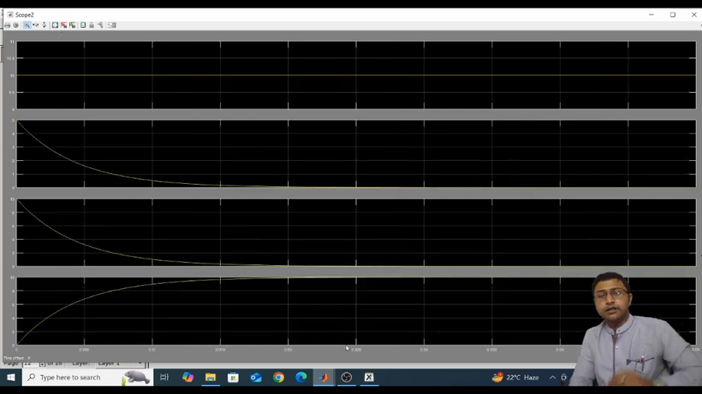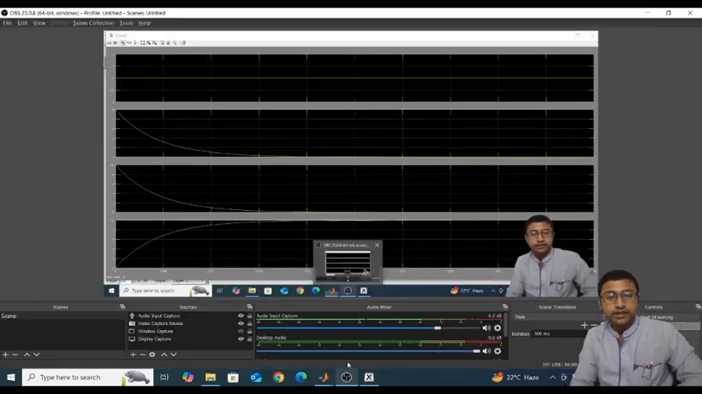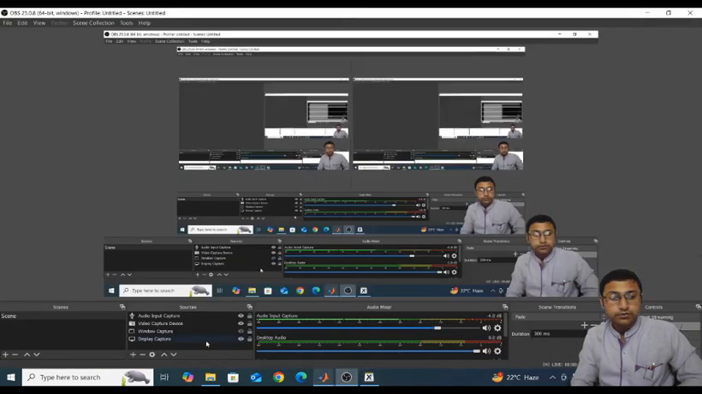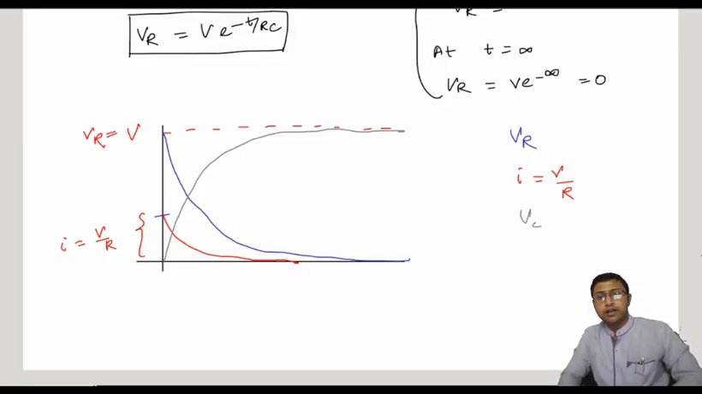This is actually very easy, nothing is complicated in that. So basically this is all about the DC time domain analysis of the first order series RC circuit.